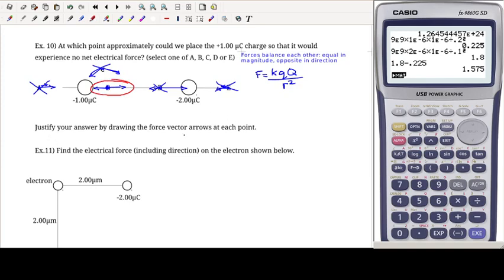So justify your answer by drawing the force vector arrows at each point. Check. That's what we did. So not all of these questions involve direct multiplication or manipulation of numbers, although you do need to keep the formulas in mind to know which of these 2 points was the most likely after you thought about the attraction and repulsion of each of the other options.